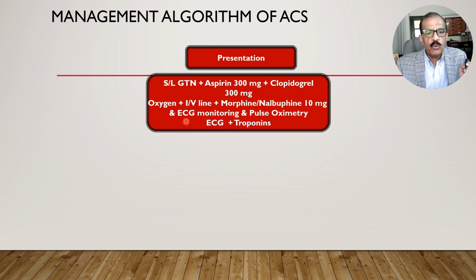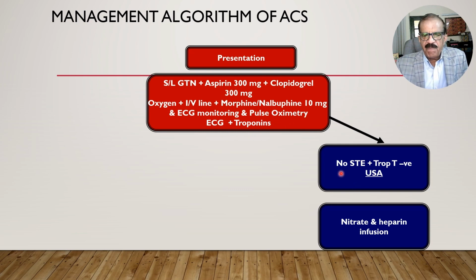And then you would also do ECG monitoring if you have the facility, and pulse oximetry should also be done. And you should get an ECG and troponins as soon as possible. So all these things, if you're alone, you should do all of them one by one. And if you're a team, one person can give medication, the other can pull the ECG and start recording, another person can start monitoring. So all these things should be done as fast as possible.